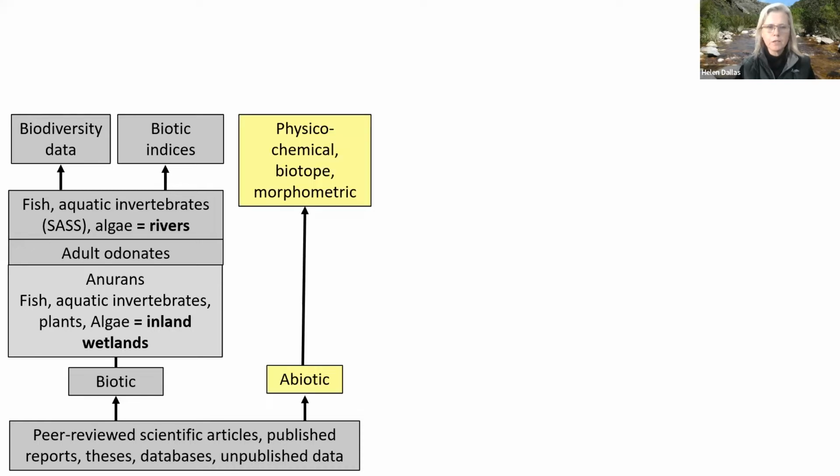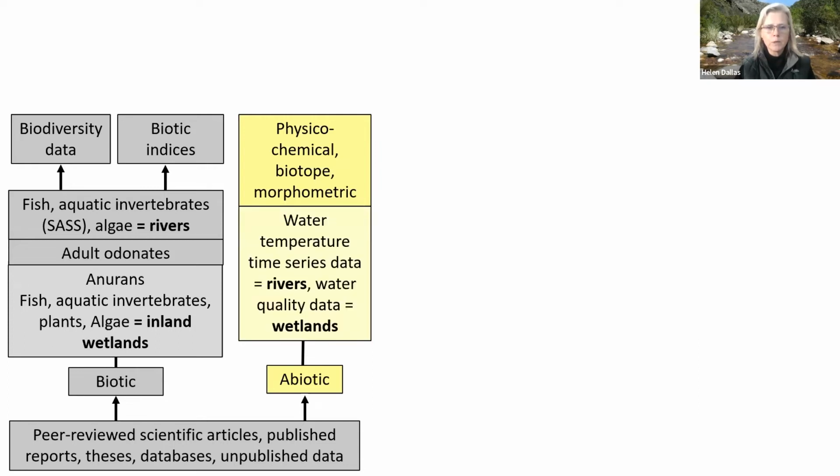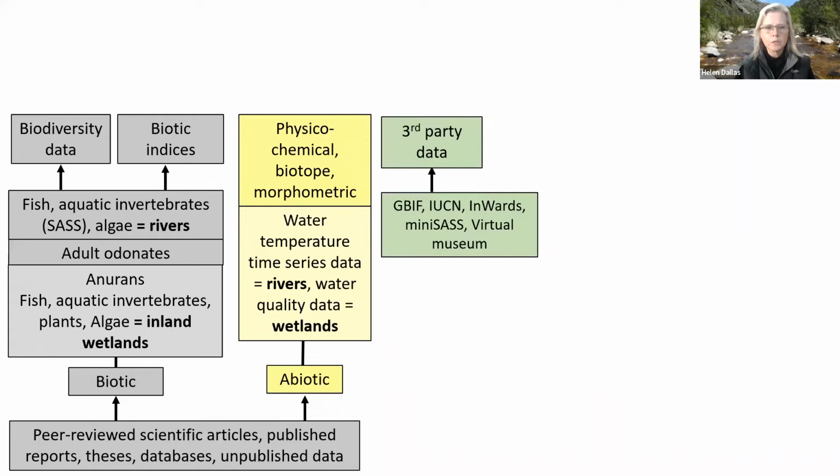Okay, then the second real pillar of FBIS is the companion physicochemical data and various abiotic data like biotopes and morphometry for rivers in phase 1, but then expanded that to include a thermal module, which is water temperature time series data for rivers specifically, as well as a module for uploading physicochemical / water quality data, not only for wetlands, but also available for rivers if that data exists. So this forms the abiotic component.